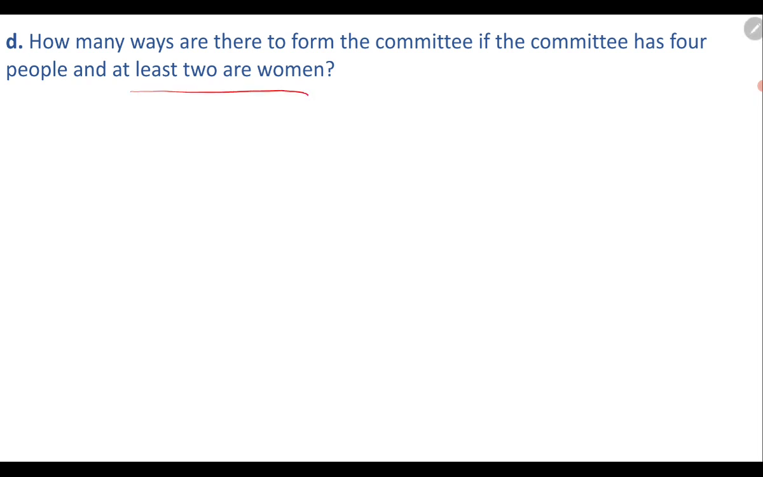At least 2 women. So at least 2 women means 7C2 and 4C2, 7C3 and 4C1, and 7C4, because in total I need only 4 people.